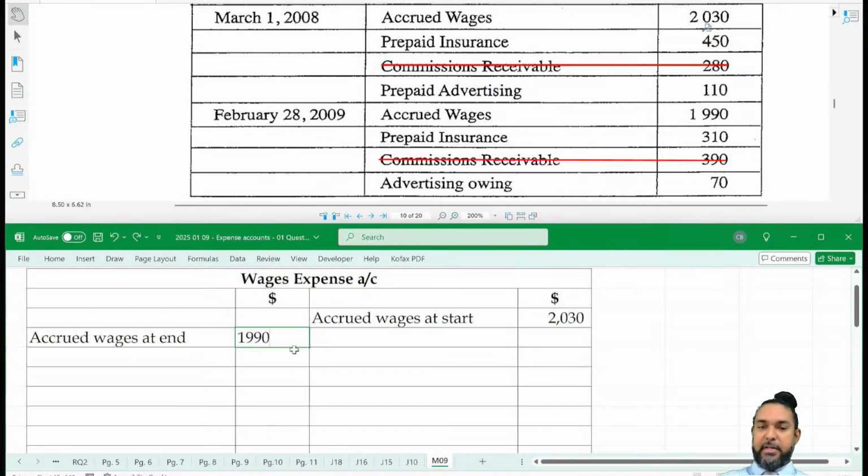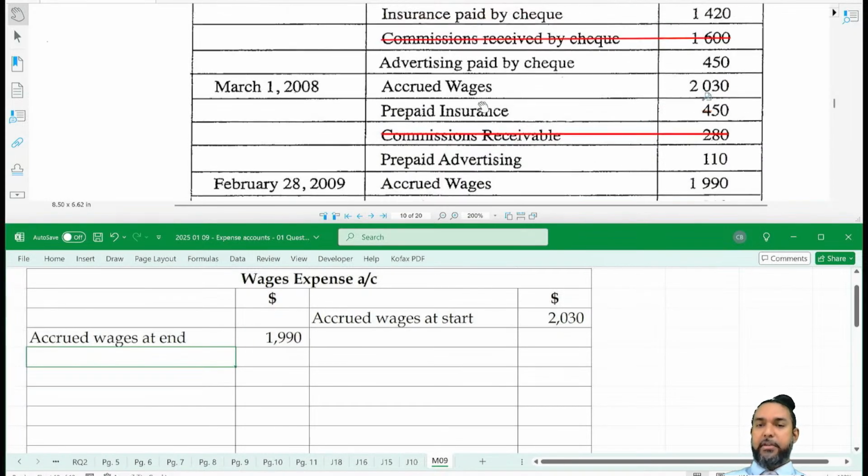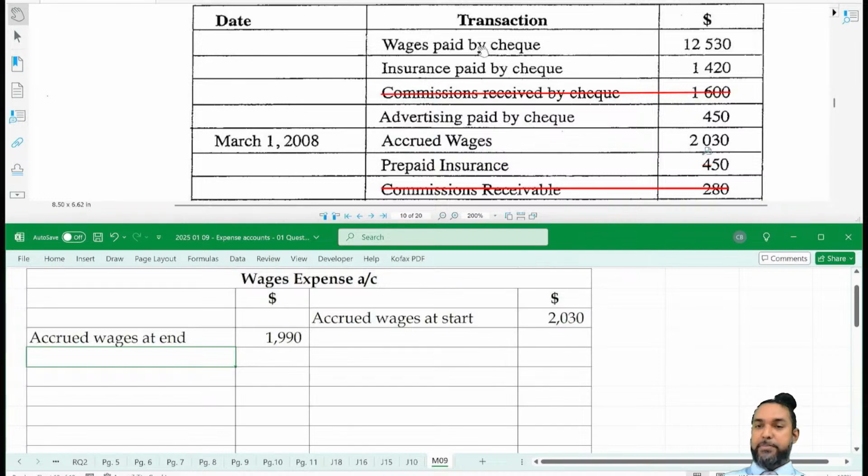That figure is 1990. Now, the other figure we have in respect of wages is the wages paid by check.